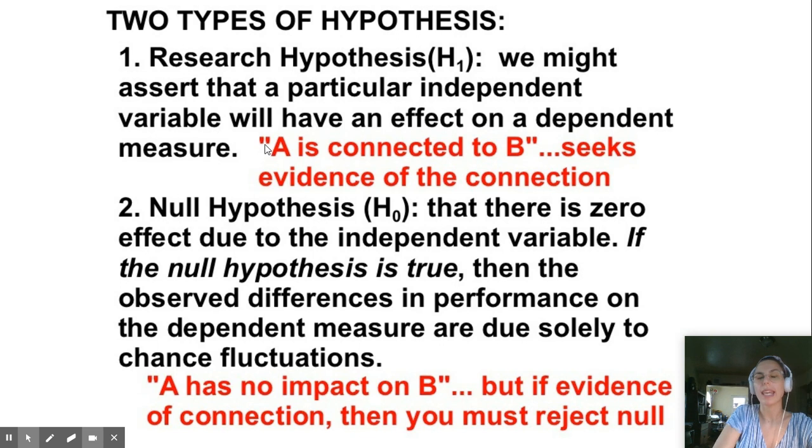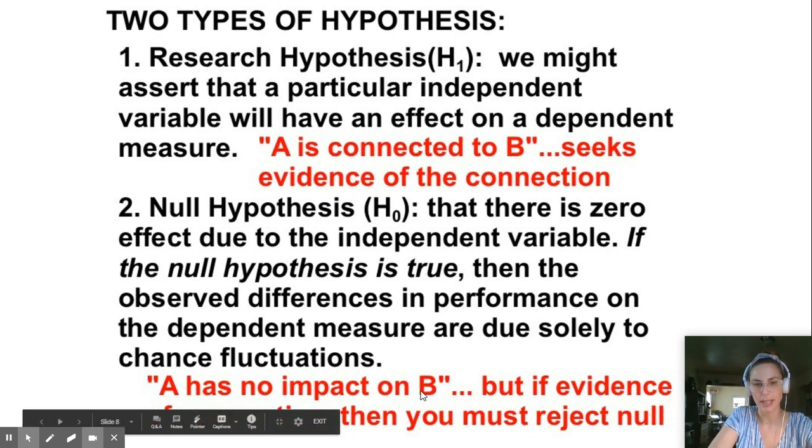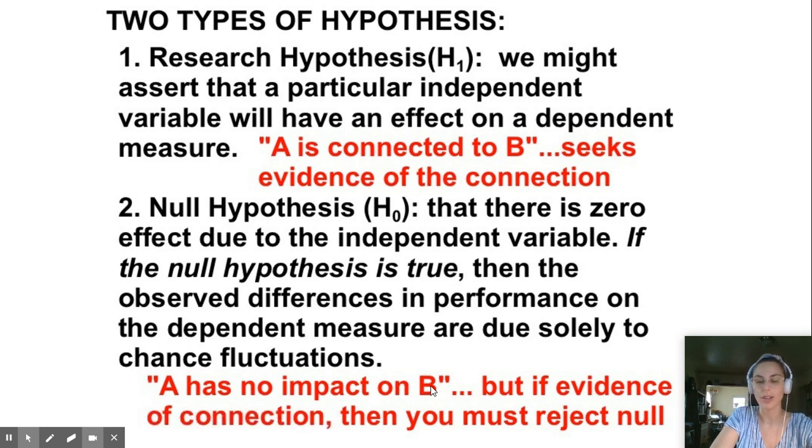So in this example, we would say exercise A is connected to my resting heart rate, okay? So my research hypothesis would be that there is a connection between exercise and my resting heart rate, okay? The null hypothesis states that there is zero effect due to the independent variable. So essentially, A has no impact on B. So regardless of how much I exercise, it will have no impact on my resting heart rate.